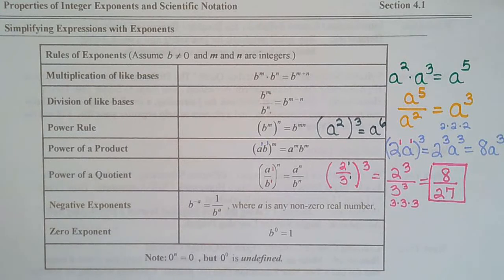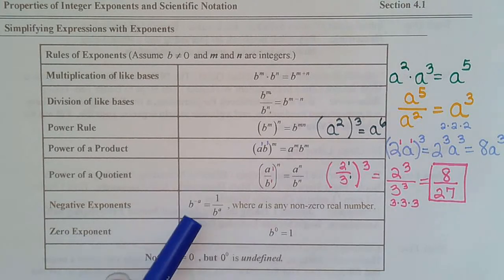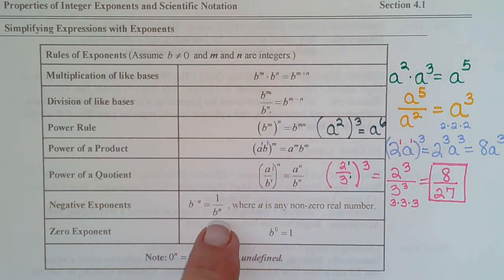And then, as if we don't have enough rules, now we're going to entertain the negative exponents. Never allowed to leave a negative exponent in an answer. So what we have to do is reciprocate the base, and that makes the negative exponent positive. So b to the negative a, the reciprocal of b is 1 over b, and notice how my a became positive.